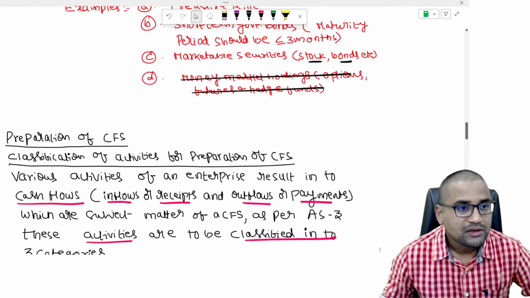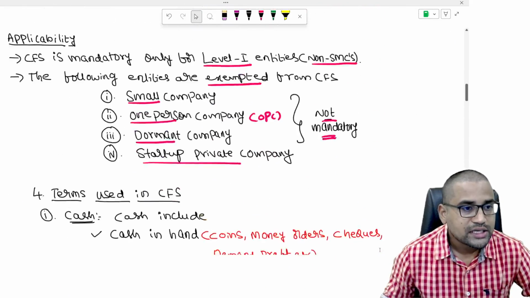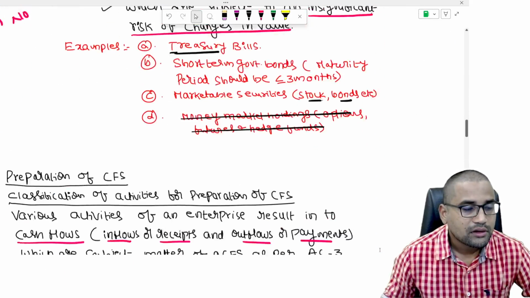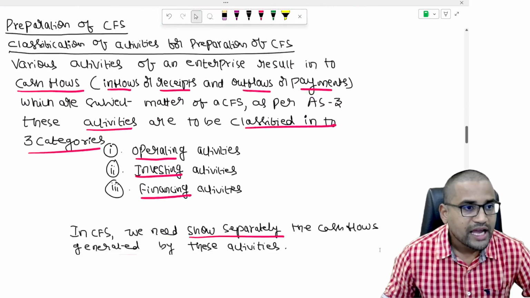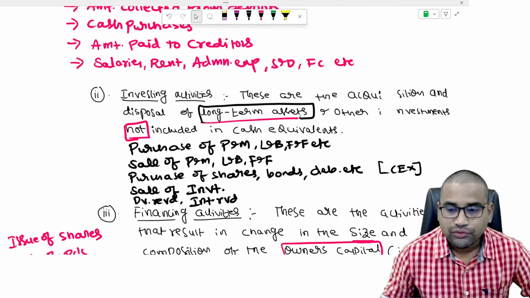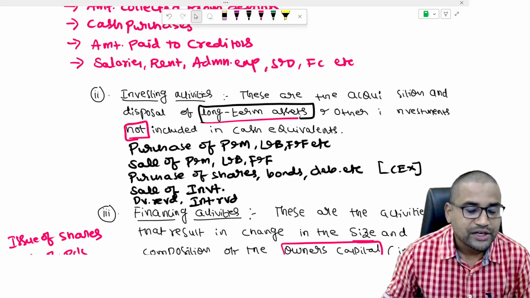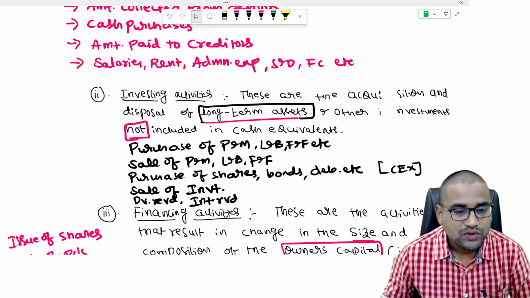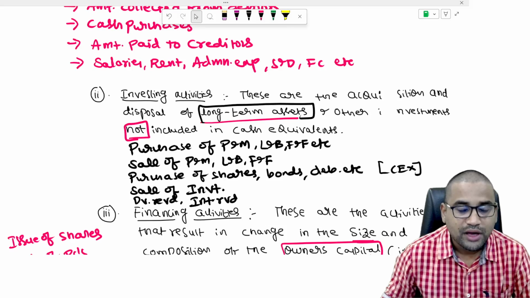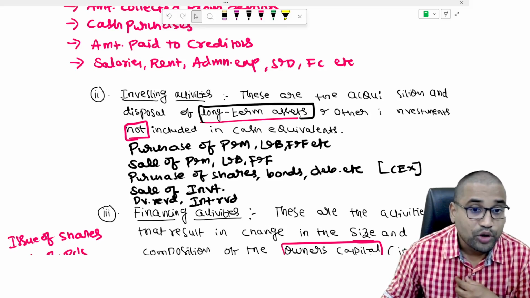Okay, so till now we have discussed the cash activities. In the next class, we will discuss the format of the cash flow statement, and we will try to solve some problems and discuss some important points.